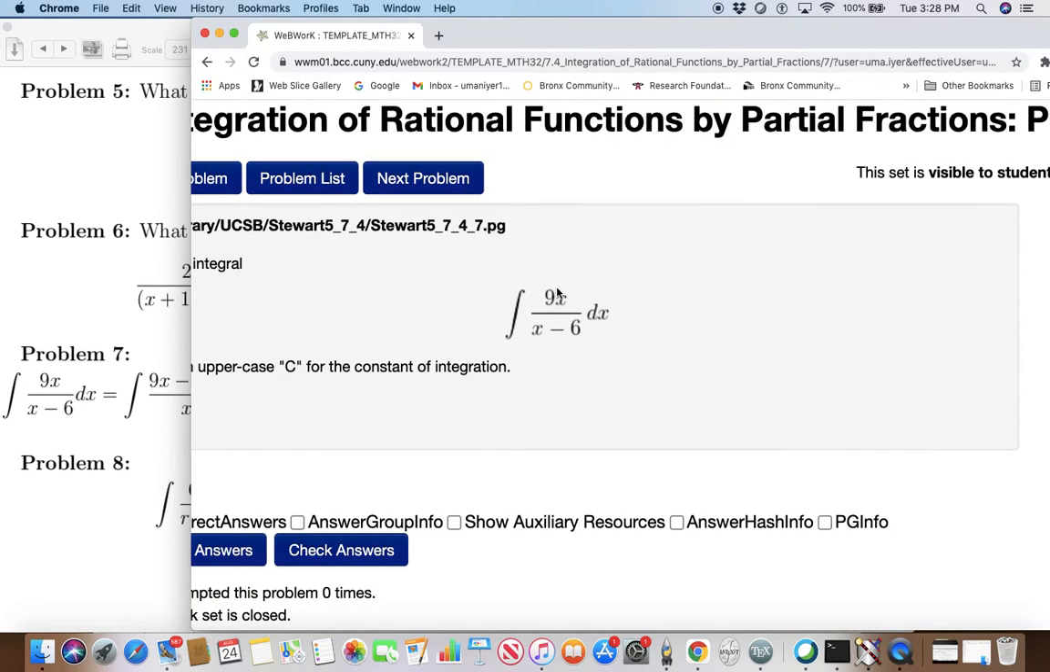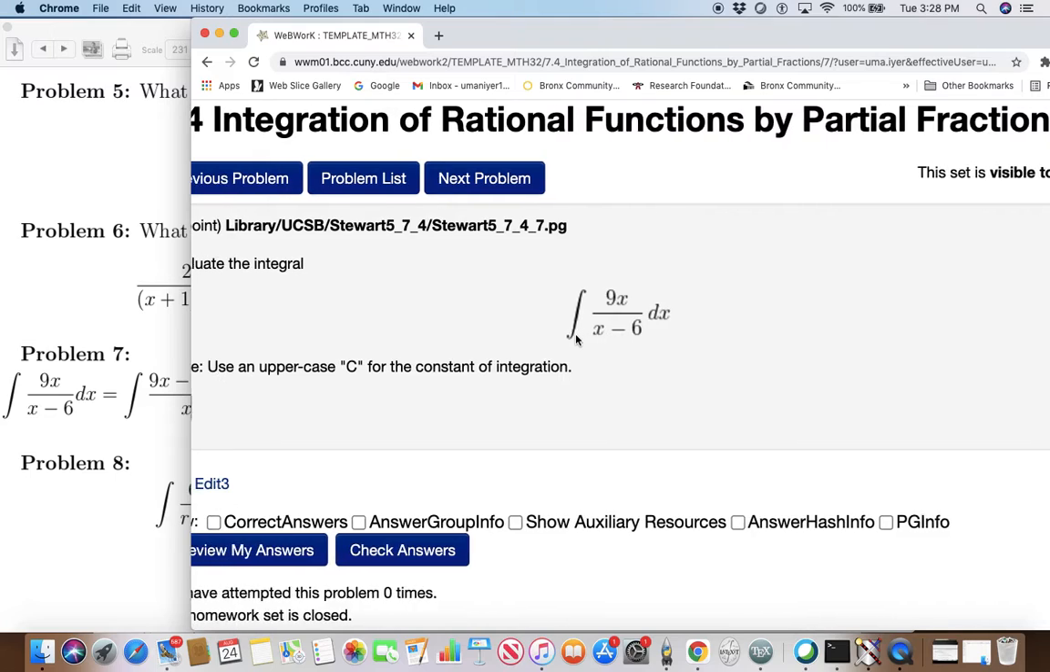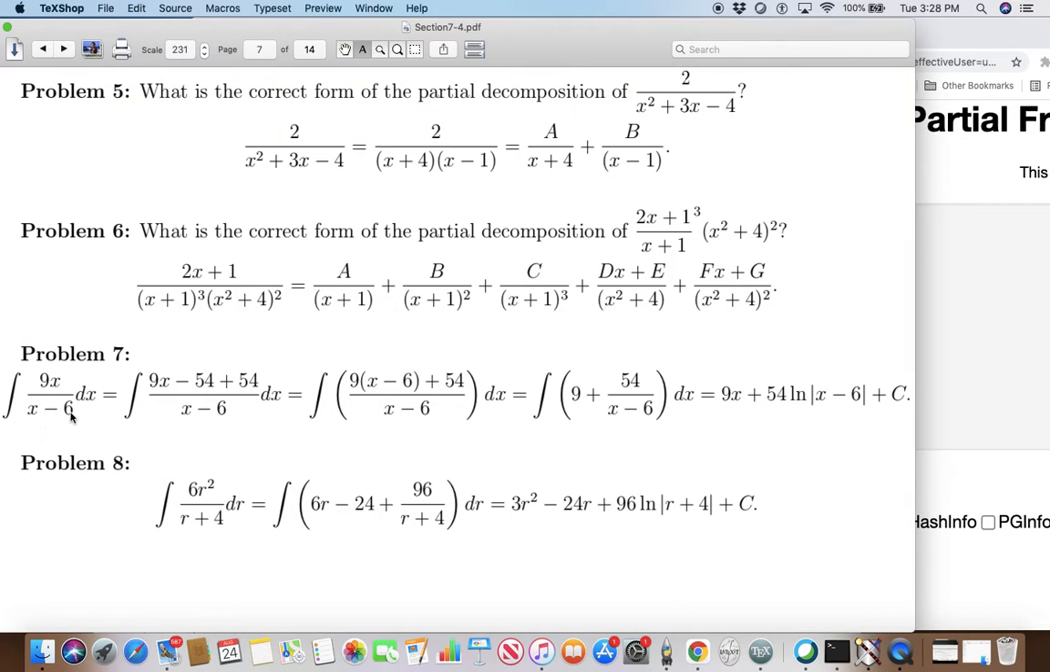Evaluate the integral 9x over x minus 6. Okay. 9x over x minus 6. So notice this is an improper rational, that is you can divide it. I have simply said negative 54 plus 54. Why did I do that? You see 9 comes common. Okay. So x minus 6 divides to each one. You get 9 plus 54 over x minus 6.